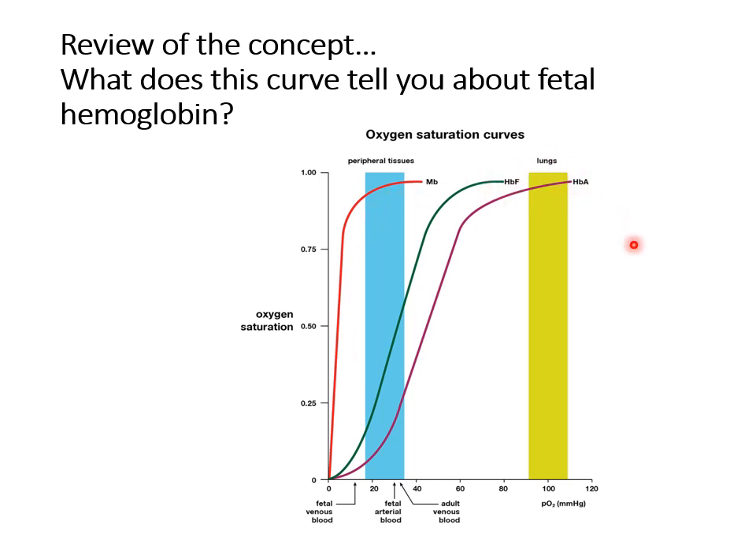Now, on this curve, when you compare fetal hemoglobin and adult hemoglobin, what do you notice? Fetal is more toward the left compared to the adult, which means that fetal hemoglobin has a greater affinity for oxygen, which makes sense because what do you want the fetal hemoglobin to do? You want it to grab oxygen from mom. You want to promote the transfer of oxygen from the mother to the baby.